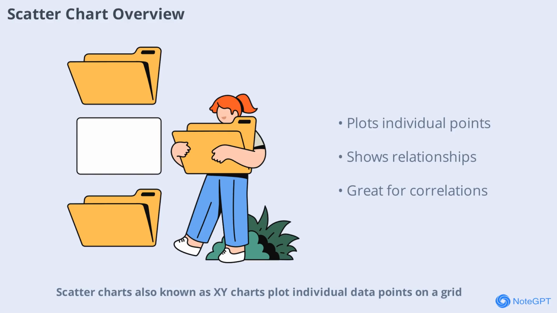Scatter charts, also known as XY charts, plot individual data points on a grid. They're ideal for showing relationships between two variables, such as height and weight or temperature and sales. Scatter charts help you identify correlations, clusters, or outliers in your data. They're widely used in scientific research, engineering, and data analysis where precise data relationships matter.